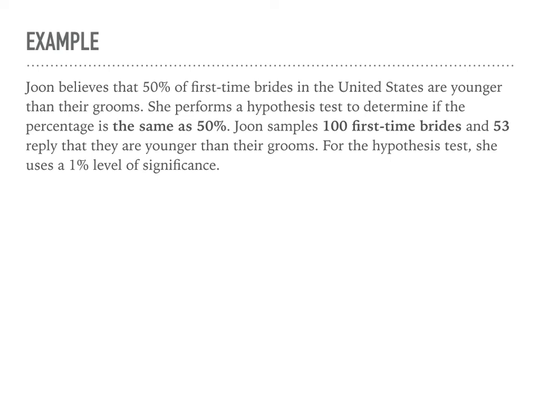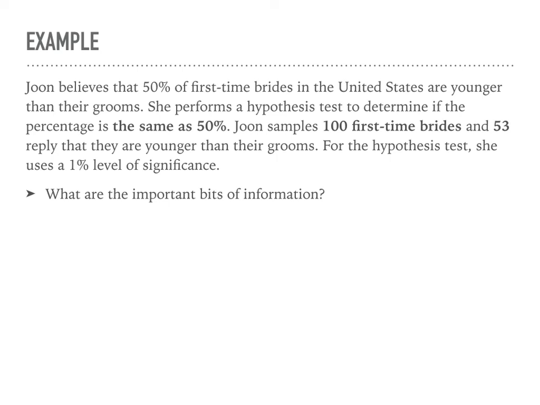June believes that 50% of first-time brides in the United States are younger than their grooms. She performs a hypothesis test to determine if the percentage is the same as 50%. June samples 100 first-time brides, and 53 reply that they are younger than their grooms. For the hypothesis test, she uses a 1% level of significance.